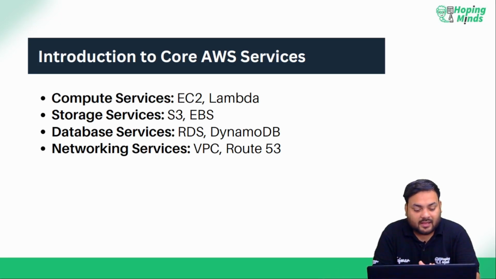And we have something called EC2, which is Elastic Compute Cloud, where we can create our instances. Means we can create our virtual machines and deploy our web application on those instances. Then we have Lambda, which is a serverless computing service, by which we can run our serverless applications or processes. Then we have storage services, and in this we have S3 and EBS, which is Elastic Block Storage.